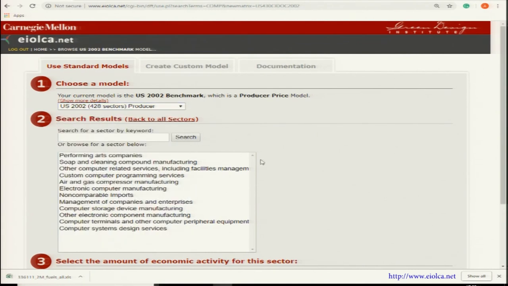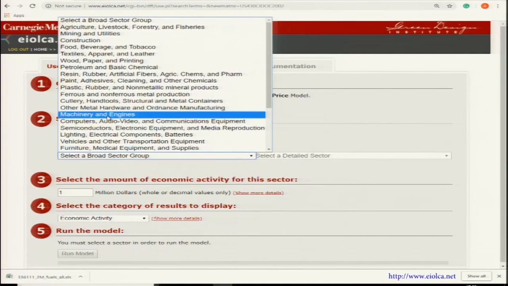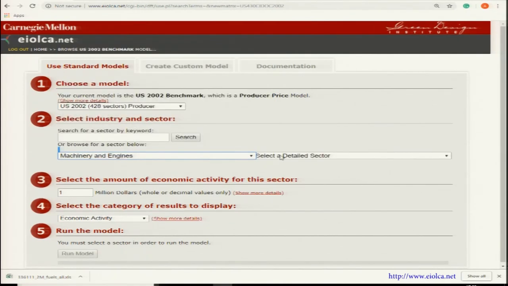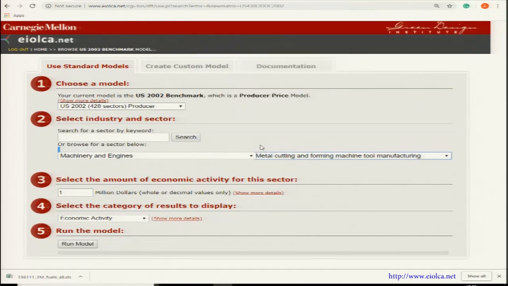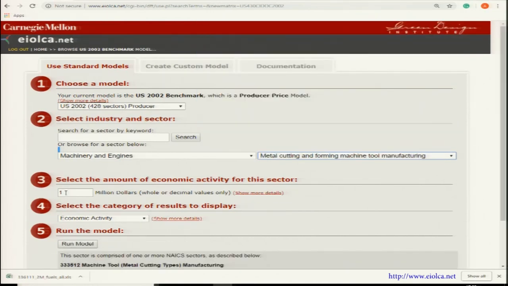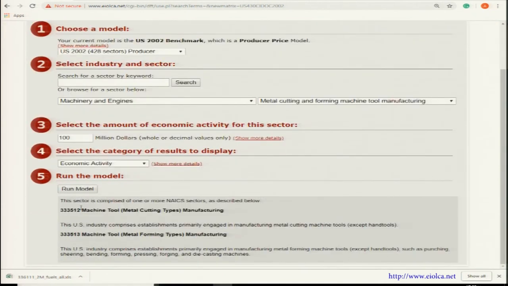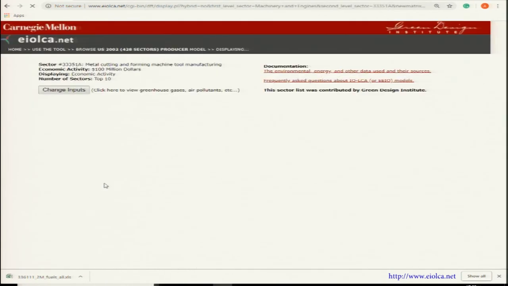Let us try to pick some other sector here. Let me pick machinery and engines, and in machinery and engines I need to produce metal cutting or forming machine tools. In this case, I would like to produce machines worth $100 million of purchase, economic activity. It is also giving some details here. The sector is comprised of one or more NAICS sectors as described below: machine tool, metal cutting types, manufacturing. The US industry comprises establishments primarily engaged in manufacturing metal cutting machine tools except hand tools. Run the model for economic activity, and it will show the results.